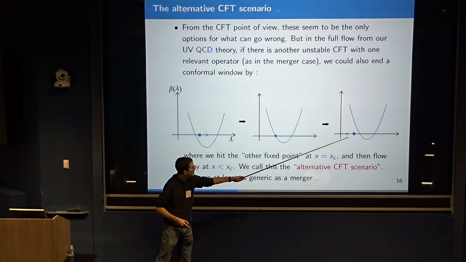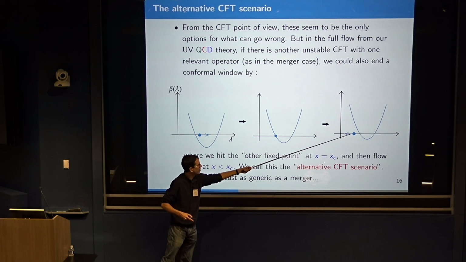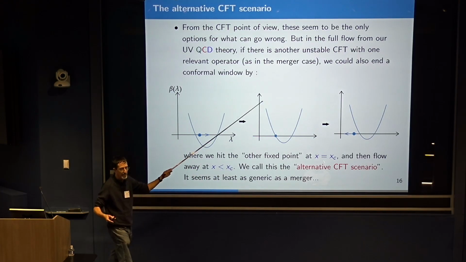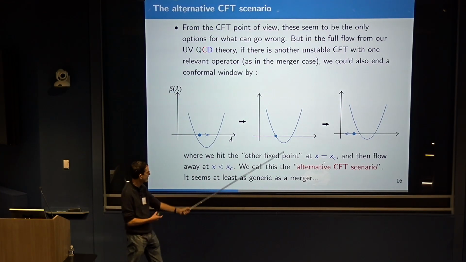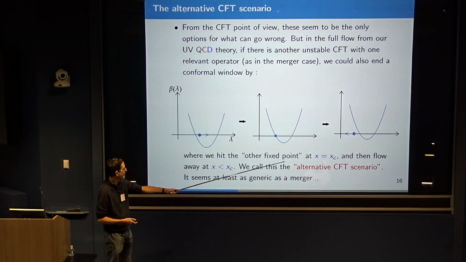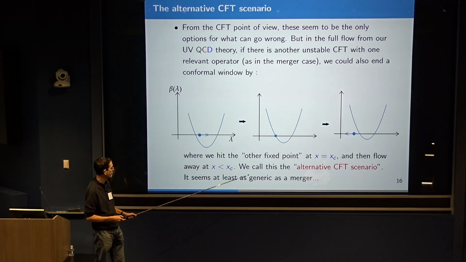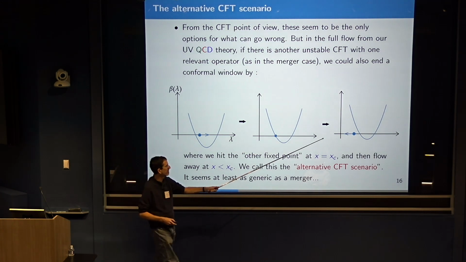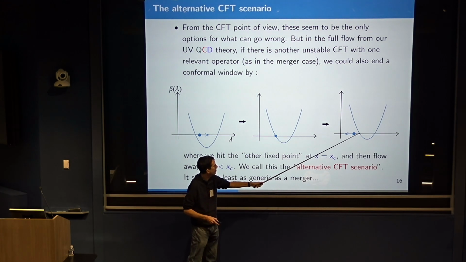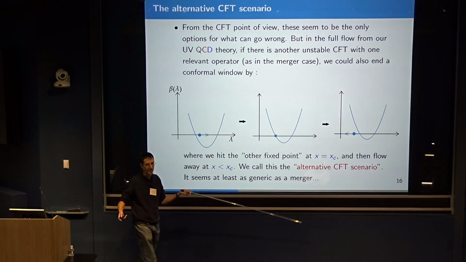And then as we continue flowing, the RG flow would just lead us to flow away, just like in the CFT merger scenario. So this is what we call the alternative conformal field theory scenario, where at the critical value of x, even though the CFT continues to exist, we stop flowing to it and we start flowing somewhere else.